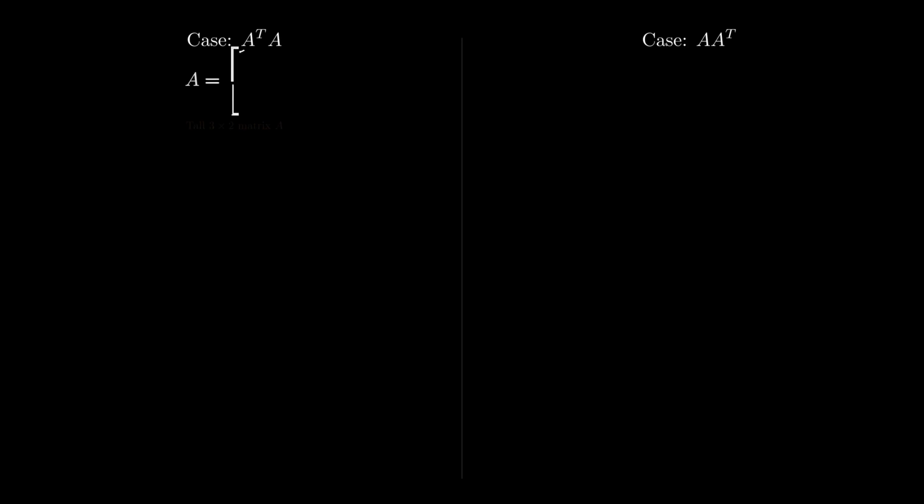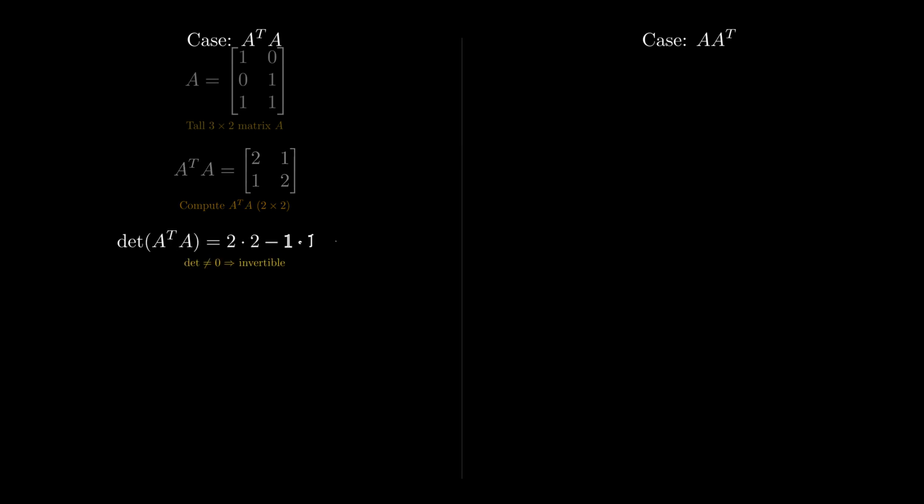Let's make this tangible. Take A as the 3 by 2 matrix with rows 1, 0; 0, 1; and 1, 1. First compute A transpose times A, the result is 2 by 2. The top row is 2, 1, and the bottom row is 1, 2. Its determinant is 2 times 2 minus 1 times 1, which equals 3. Since 3 is non-zero, A transpose A is invertible, and the left inverse formula gives the identity on 2 dimensions.